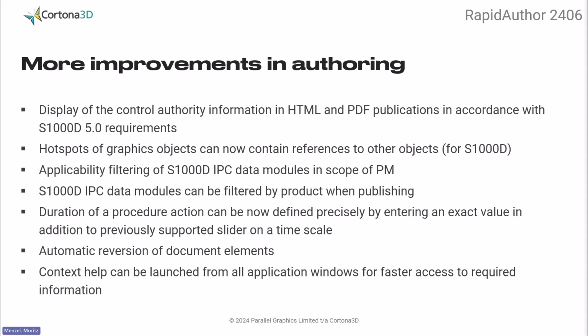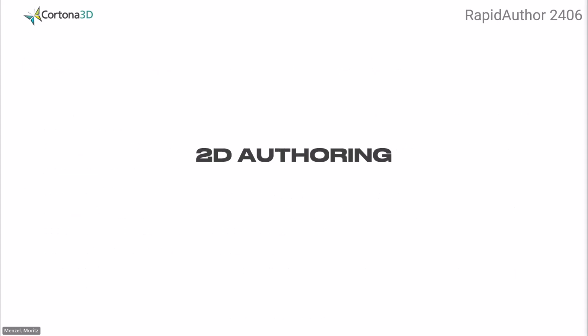And lastly, as you have already seen in one of the videos earlier today, Context Help can now finally be launched from all application windows for faster access to required information in the help documents. After this overview for general authoring and 3D changes, let's have a look at what's new for 2D. For all of these new features, we worked in very close contact with our customers.